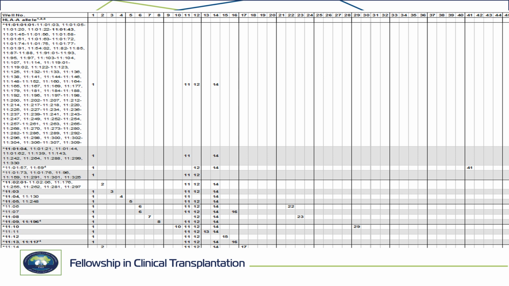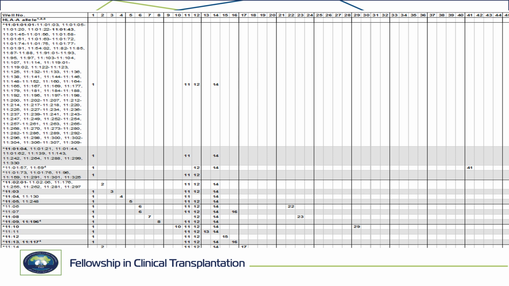On the second row, it tells you if well number 1, well number 11, and well number 14 is positive. So in this case, it's a different pattern than in the top. The top had 1, 11, 12, 14. The second has 1, 11, and 14. Then the typing is 110104. So this is actually a very high sensitive or high resolution typing.